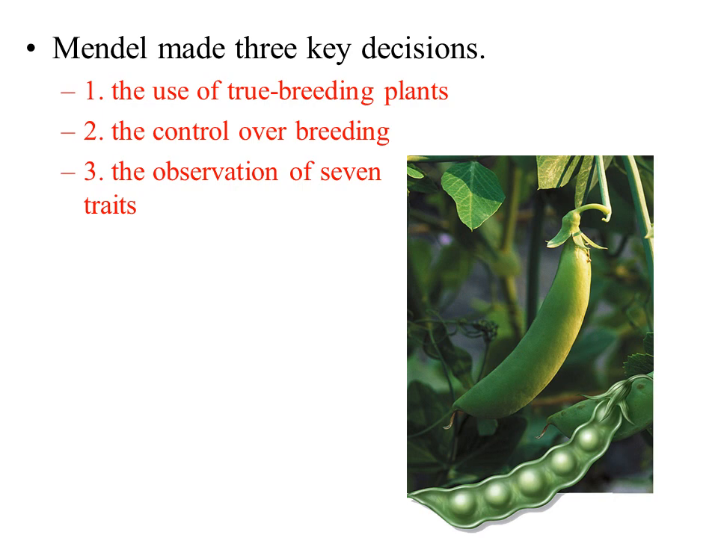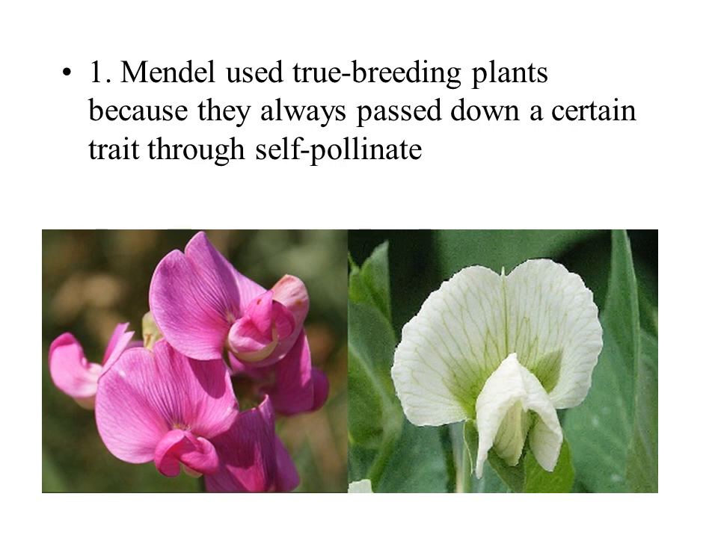While growing these garden peas at the monastery, Gregor Mendel made three key decisions. The first is that he used what is called a true breeding plant. Secondly, he controlled breeding. Thirdly, he observed 7 different characteristics or traits. We will discuss each of these. The first one we will discuss is the use of the true breeding plants.